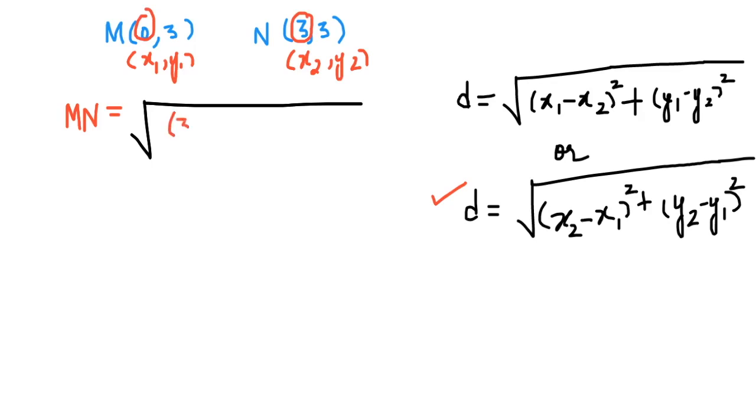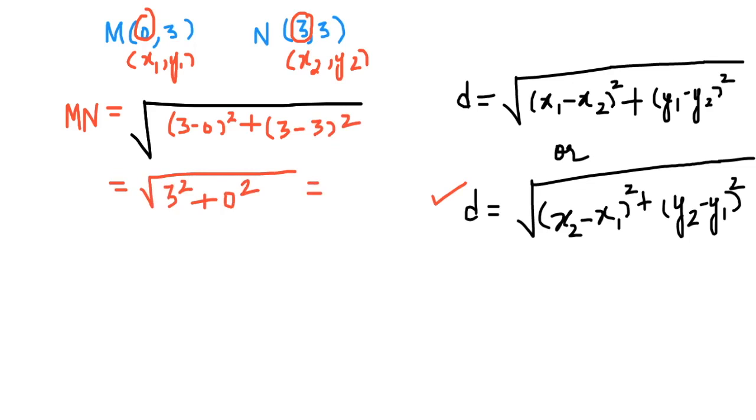So 3 minus 0 whole square plus 3 minus 3 whole square. Let's solve it further. I will get square root of 3 square plus 0 square, which is equal to square root of 9, and this is equal to 3 units. Let's find the length of AC after this.